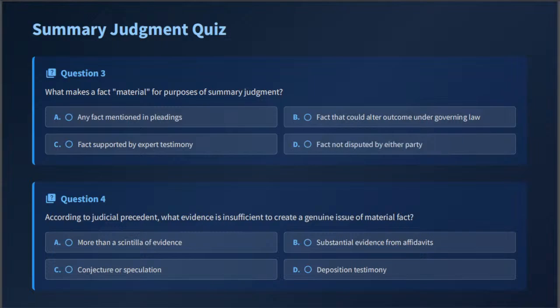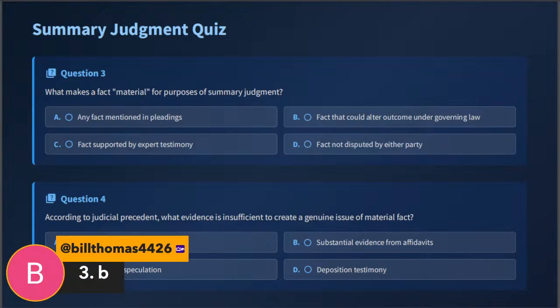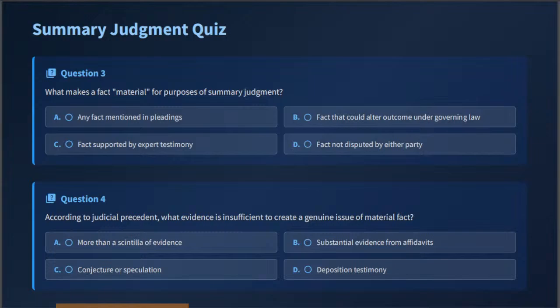This is another easy one because we just went over the material. What makes a fact material? Is it A, any fact mentioned in the pleadings, the original action or the claims, the issue? B, fact that could alter the outcome under governing law. C, fact supported by expert testimony. Or D, fact not disputed by either party. Limit 4426 says 3B. All right, 3B. Any other takers for question 3? We're going to move on to question 4.